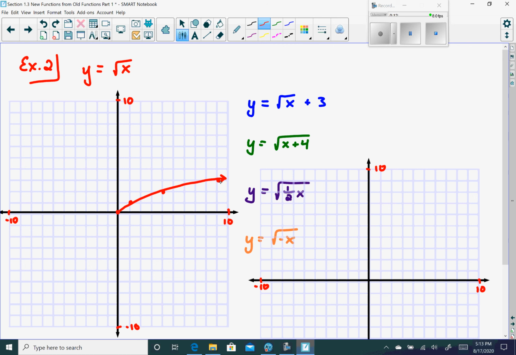Again, pause the video, try graphing the transformations here. Y equals the square root of x plus 3, and y equals the square root of the quantity x plus 4. All right, so y equals the square root of x plus 3 is going to be a vertical shift up 3 units. So we just start here. Again, we count over 1 up 1, over 4 up 2, and then over 9 up 3.